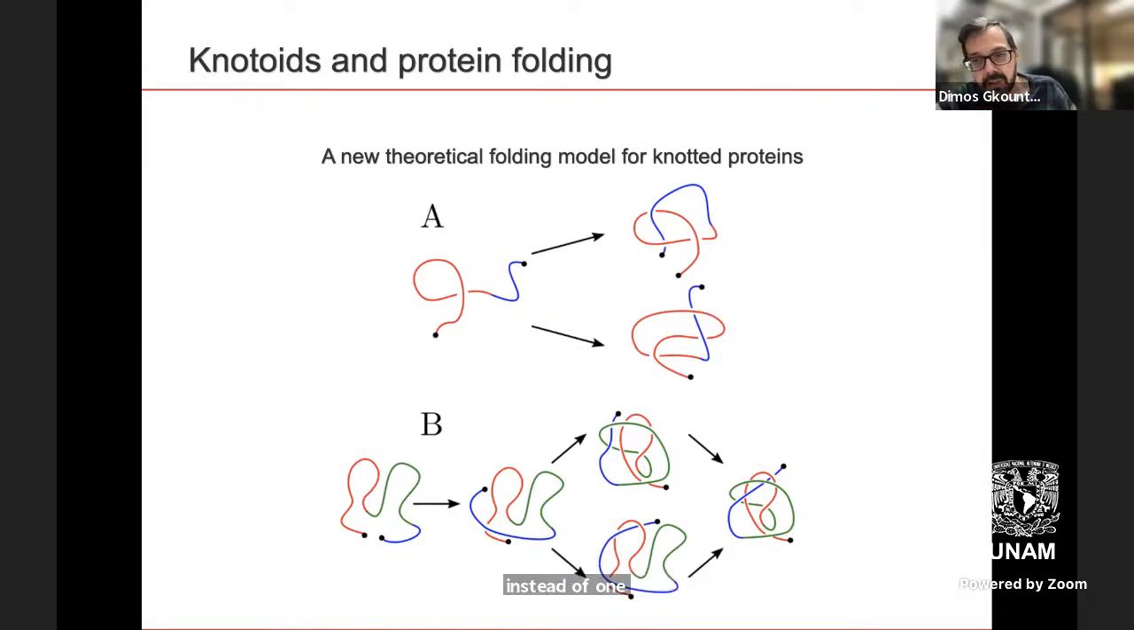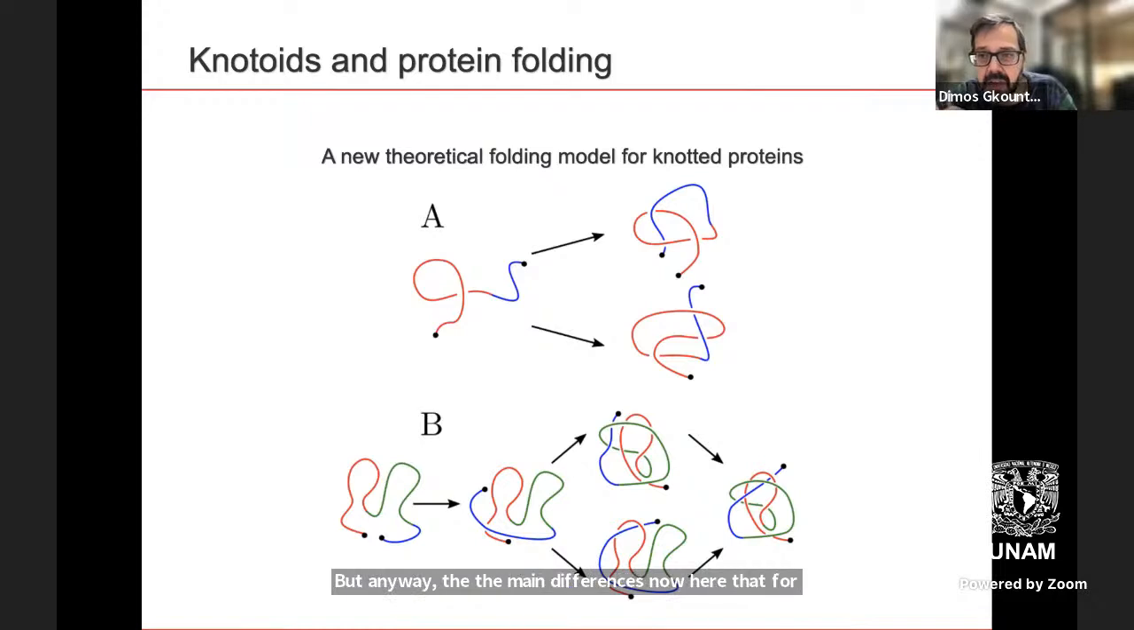But anyway, the main difference now is that the topologies are the same, they are equivalent, but there is a geometric difference, one loop versus two loops. But we want to capture this information. Is there a way that we can find this?